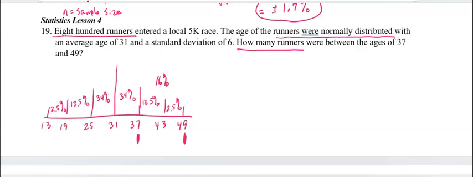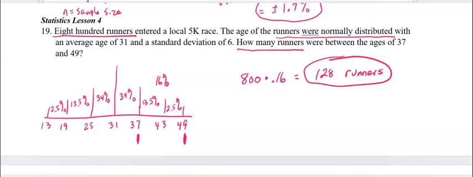Well, now to get the number of runners, we have to do that calculation. 800 times 16% as a decimal. And when we multiply those together, we'll have our answer. 800 times 0.16. And we got 128 runners are within that age range of 37 to 49. All right, that takes care of number 19.